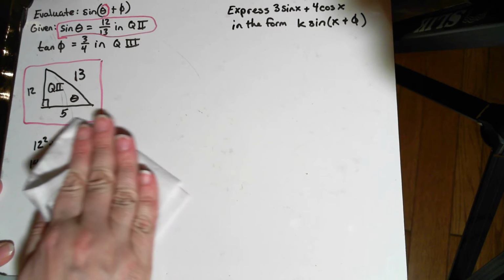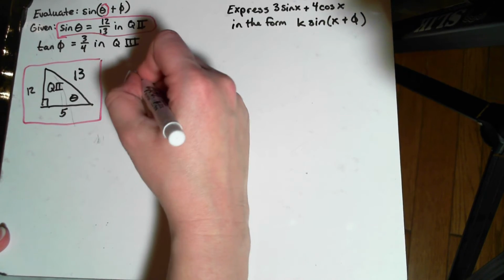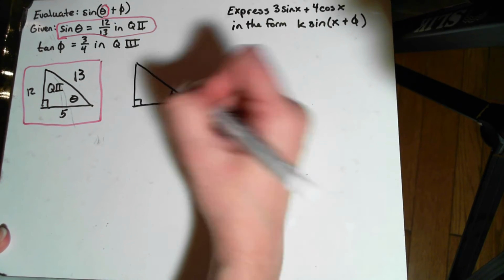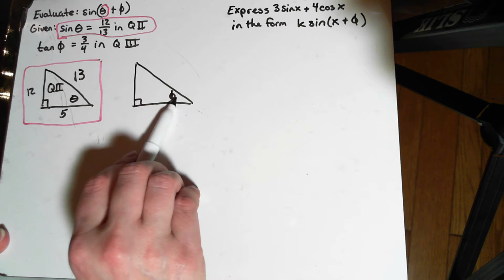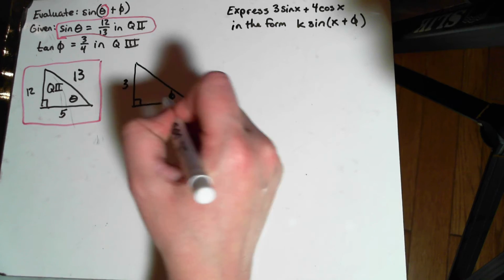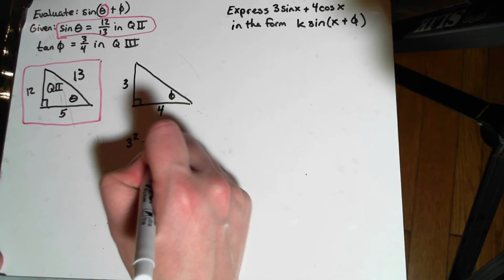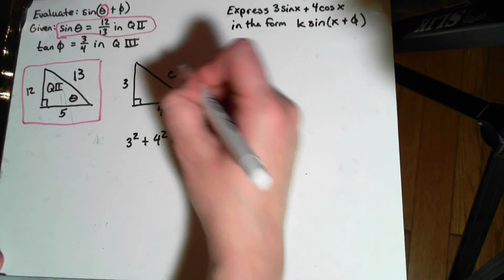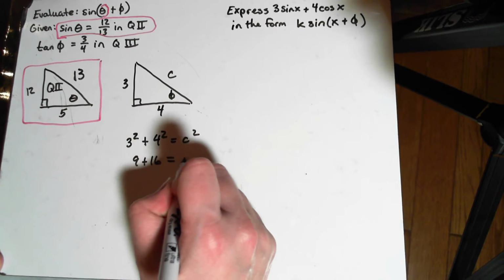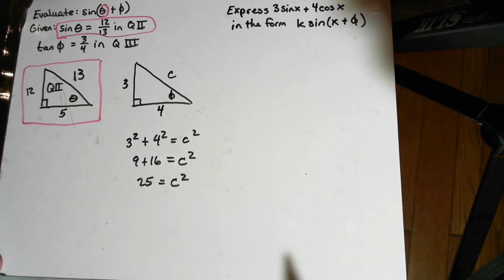Now I'm going to do the same thing for phi. Tangent phi is 3/4, so I'm going to make a new triangle. Phi is right here, and you can pick either angle to be it. I usually pick the bottom right angle. I don't know why. Tangent is opposite over adjacent. If you use the Pythagorean theorem, you do 3 squared plus 4 squared equals c squared. So this is 9 plus 16 equals c squared, or 25 is c squared. So c is 5.